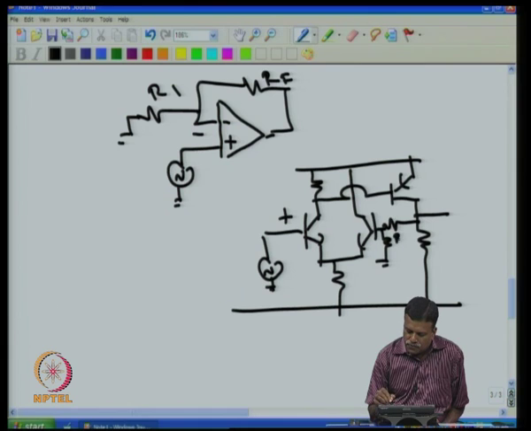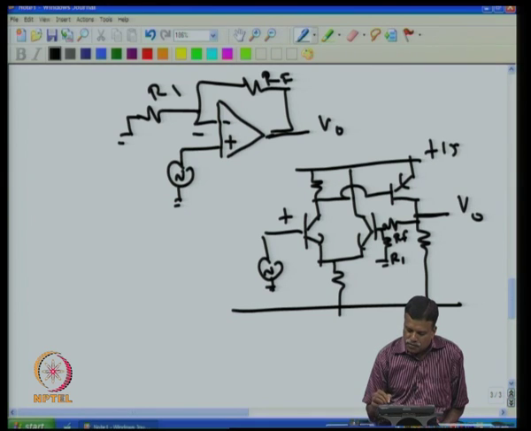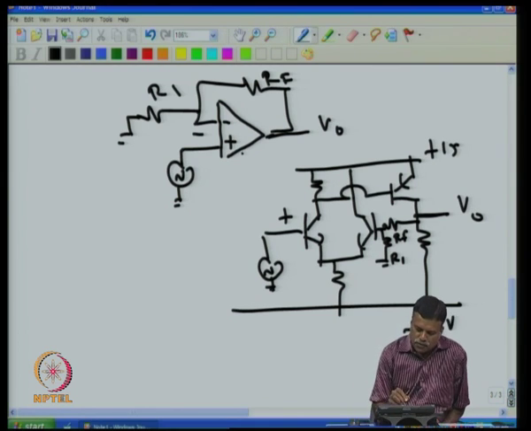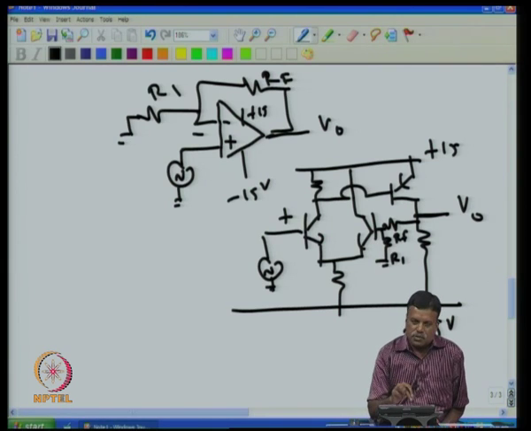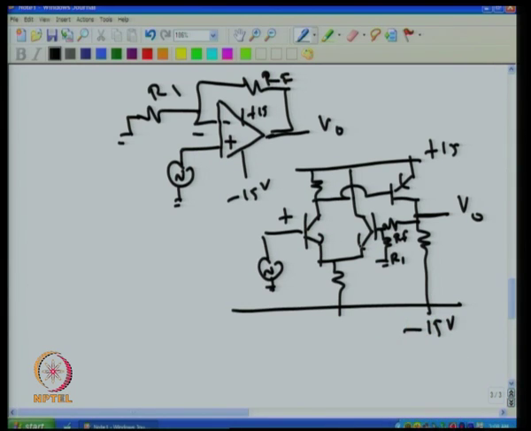This is RF, R1, and this is the output point V0, and this is plus 15 and that is minus 15 volt. So, we give here this plus 15 and minus 15 volt. Actually, this is now simplified and shown like this. So, the gain is now determined as 1 plus RF by R1. For example, we have put 9K and 1K, then the gain came to 10.